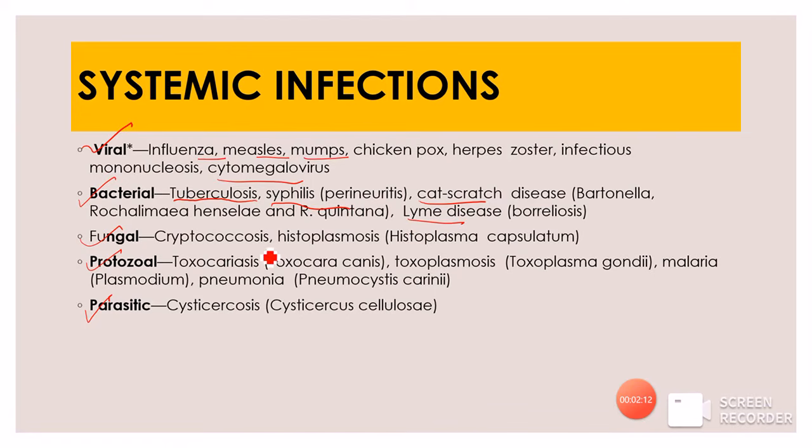In fungal, we think about cryptococcosis and histoplasmosis. In protozoal, we think about toxoplasmosis, malaria, and toxocariasis, and in parasites, we basically think about cysticercosis. If you want to remember just a few, think about measles, mumps, influenza in viral, along with cytomegalovirus and infectious mononucleosis. In bacteria, think about tuberculosis and syphilis particularly. In fungal, histoplasmosis and cryptococcosis. In protozoa, toxoplasma and toxocara. And parasitic is only one, cysticercosis.